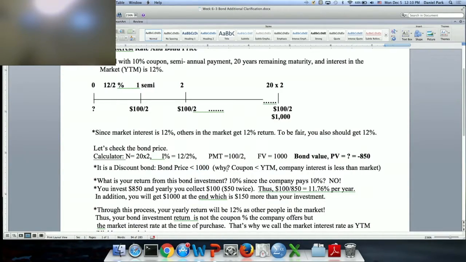Then why a discount bond? Because the company payment is 10%, in the market 12%. So the market rate is more than the company's, or the company's is less than the market. That's why you pay less than the 1,000 par value. You pay less than $1,000. We'll come back to this more. But now we know the price should be less than 1,000 because the company interest payment is less than in the market you can get, 10% versus 12%.